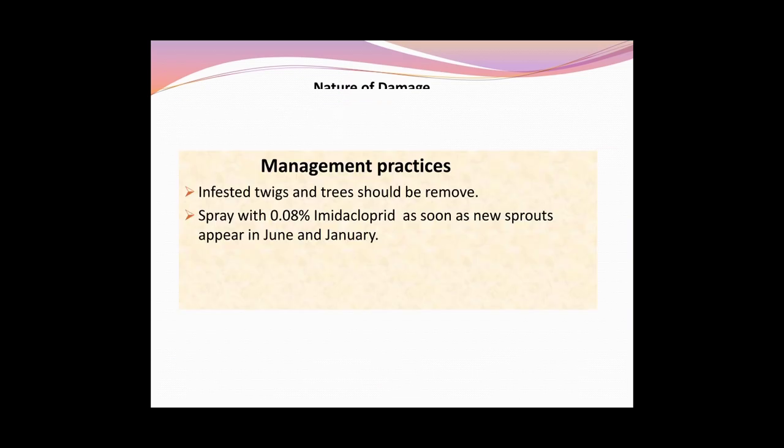The next point is management. Firstly, infested twigs and trees should be removed and destroyed. Then we can spray with 0.08% imidacloprid as soon as new sprouts appear in June and January. So these are the management practices for the control of this pest.